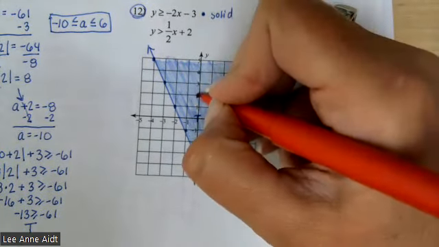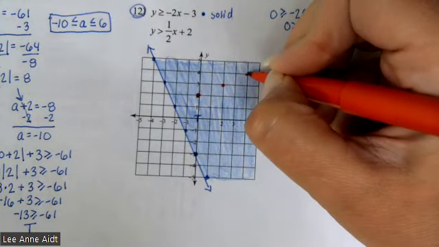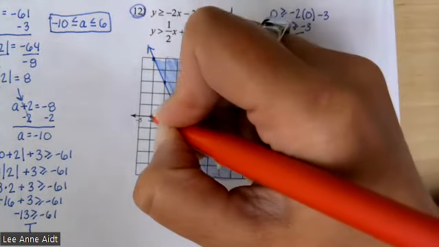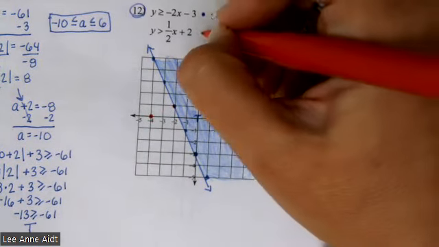Okay. Last part. Up 2. Slope of 1/2 means up 1/2. And this one is dashed.